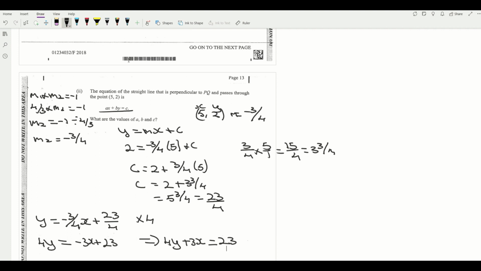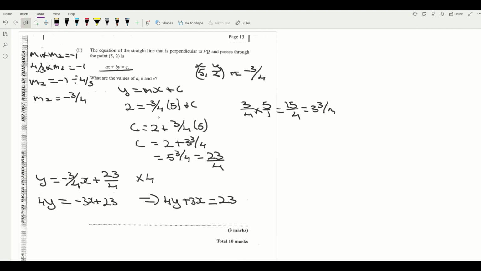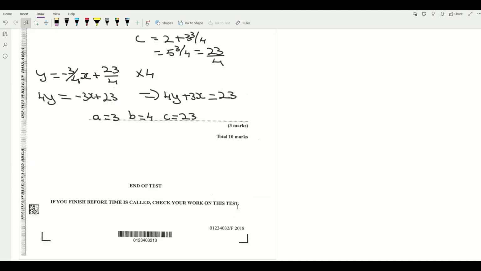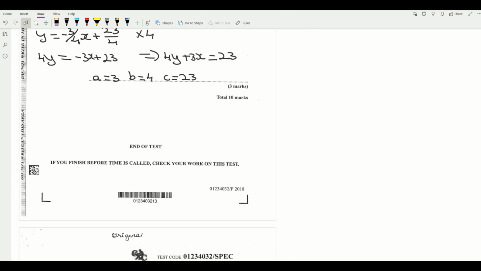Therefore, my values are: a is the coefficient of x, so a is equal to 3, b is equal to 4, and c is equal to 23, and that would be the answer for this question. Right, and that is the end of May-June 2018.